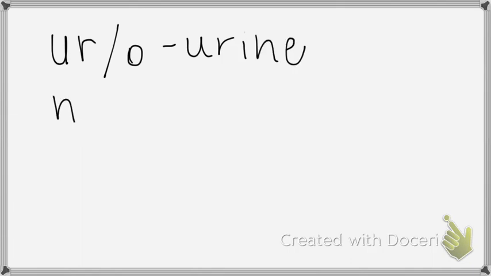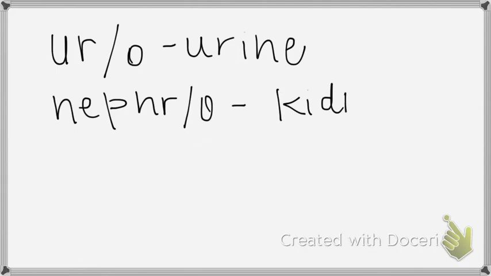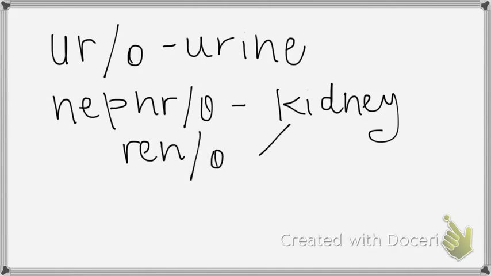So looking back at the beginning, page 204 tells you that the U-R-O combining form is urine. N-E-P-H-R-O is going to be kidney. So these are some words you want to pay special attention to. And so is the R-E-N combining form. It's also kidney.